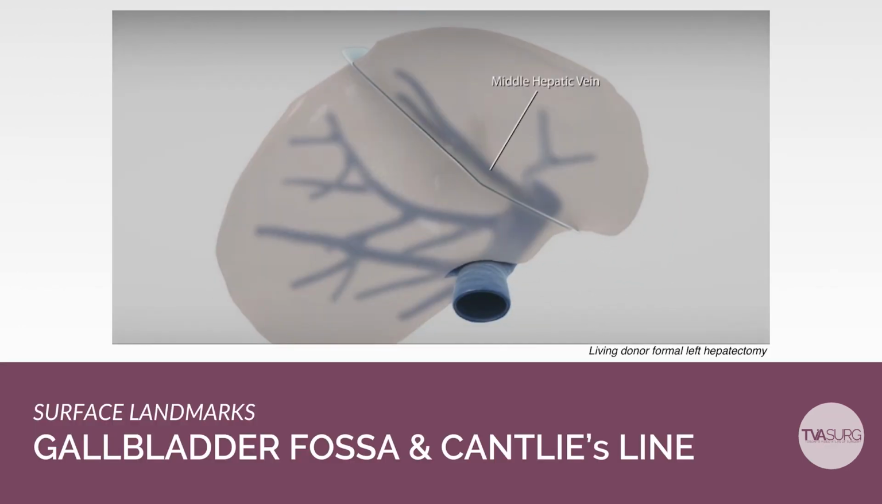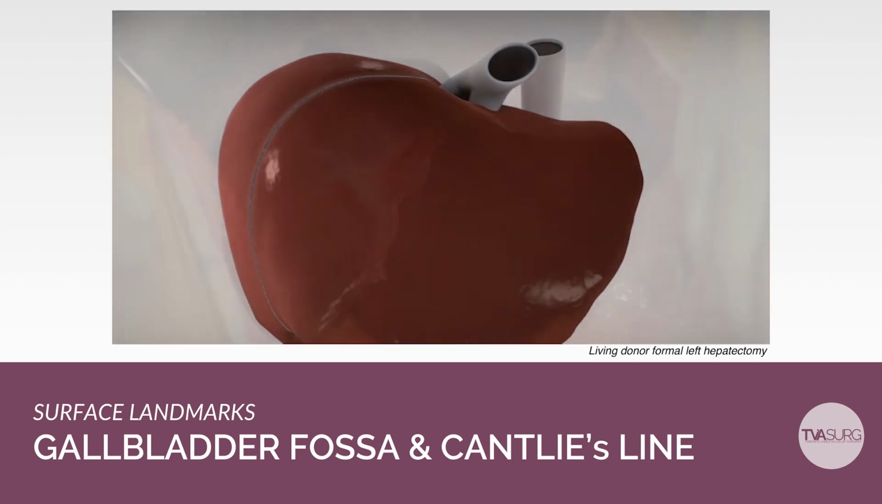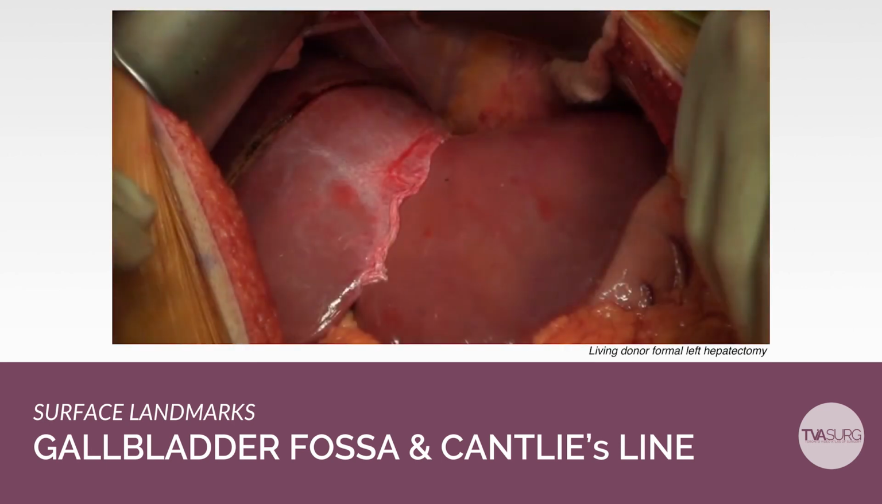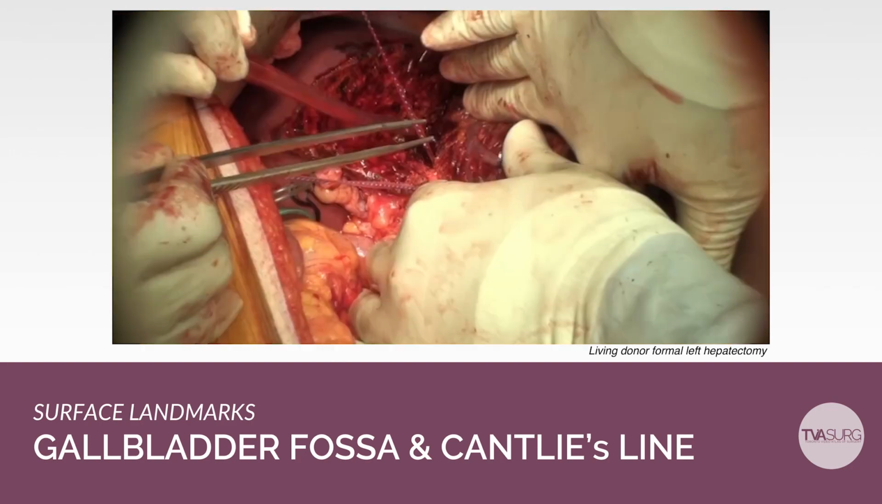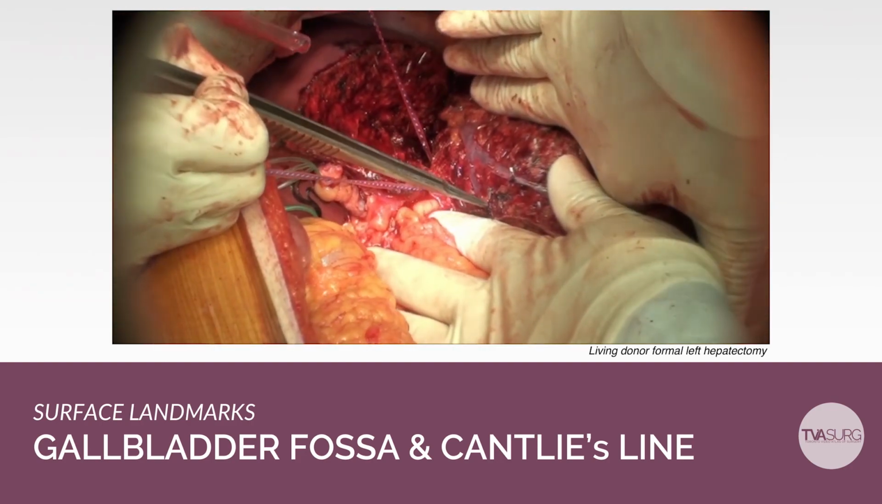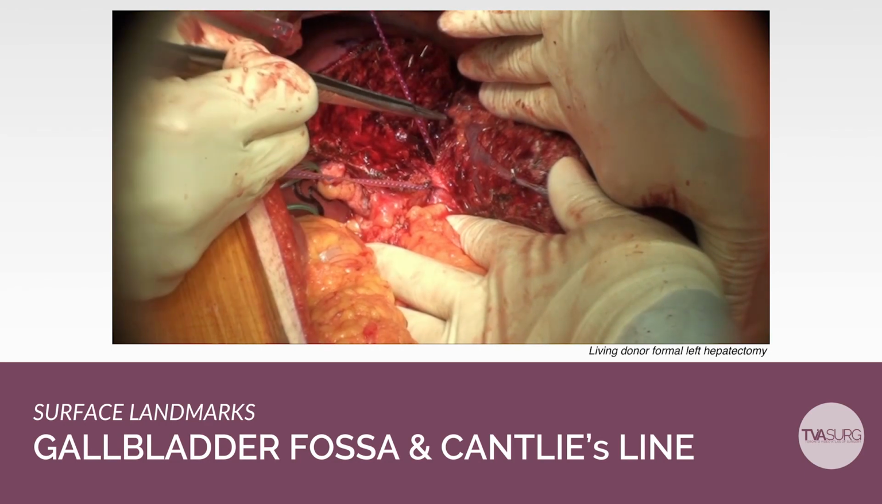This is a clip demonstrating Cantley's line. Notice how this line is away from the falciform ligament. Once the transection is finished, you can visibly see the course of the middle hepatic vein on the graft side.